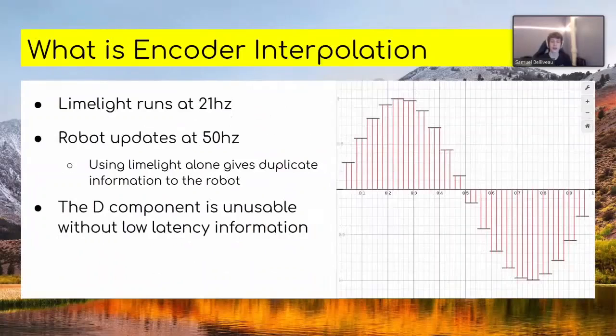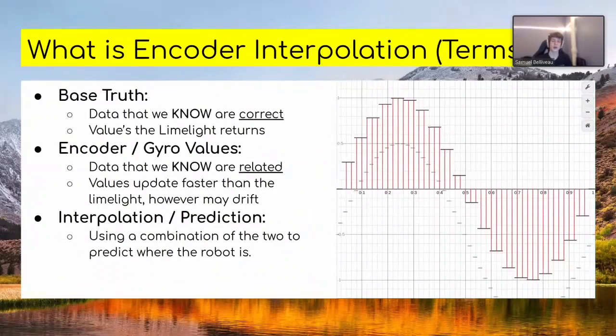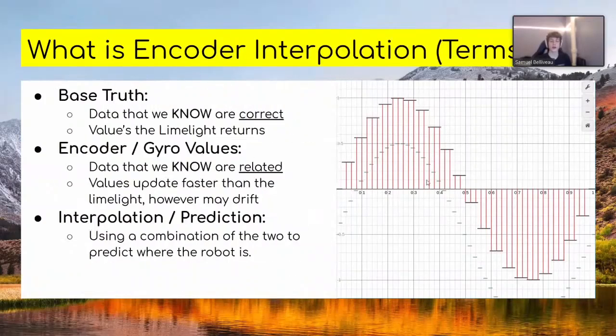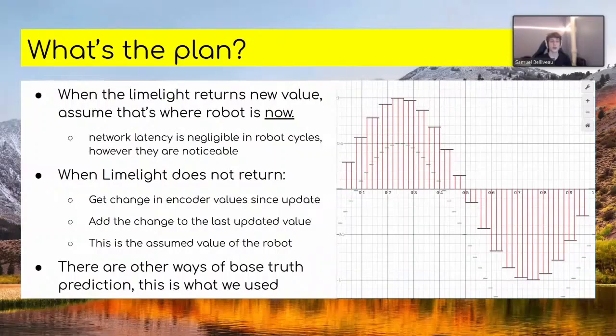So also here, we know that the encoder values are related, but they might not necessarily be aligned. For example, here you could see the encoder values are related, but they're not the same as the Limelight values. They are sort of offset. So we're going to need to also take that into account in order to accurately combine the two. So what's the plan?